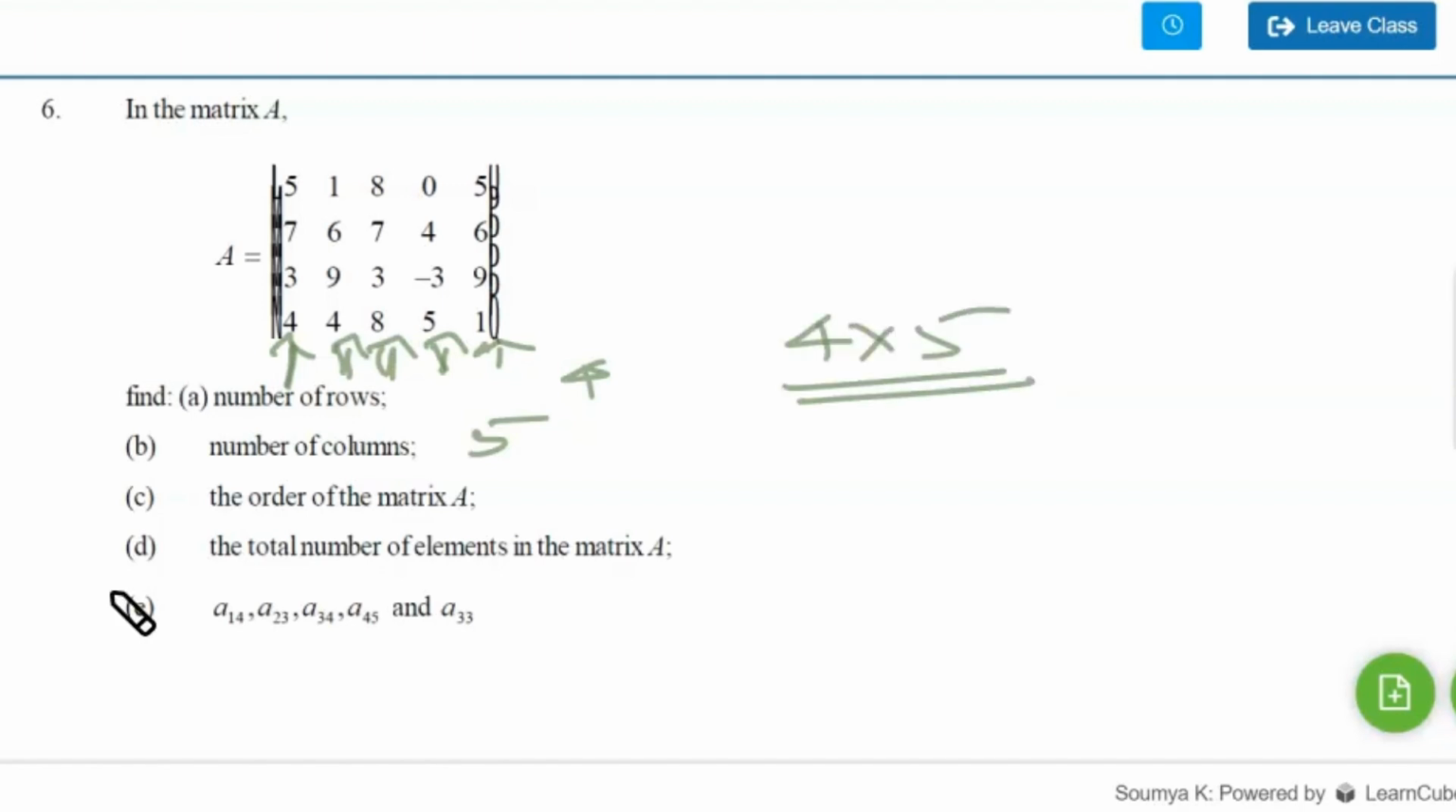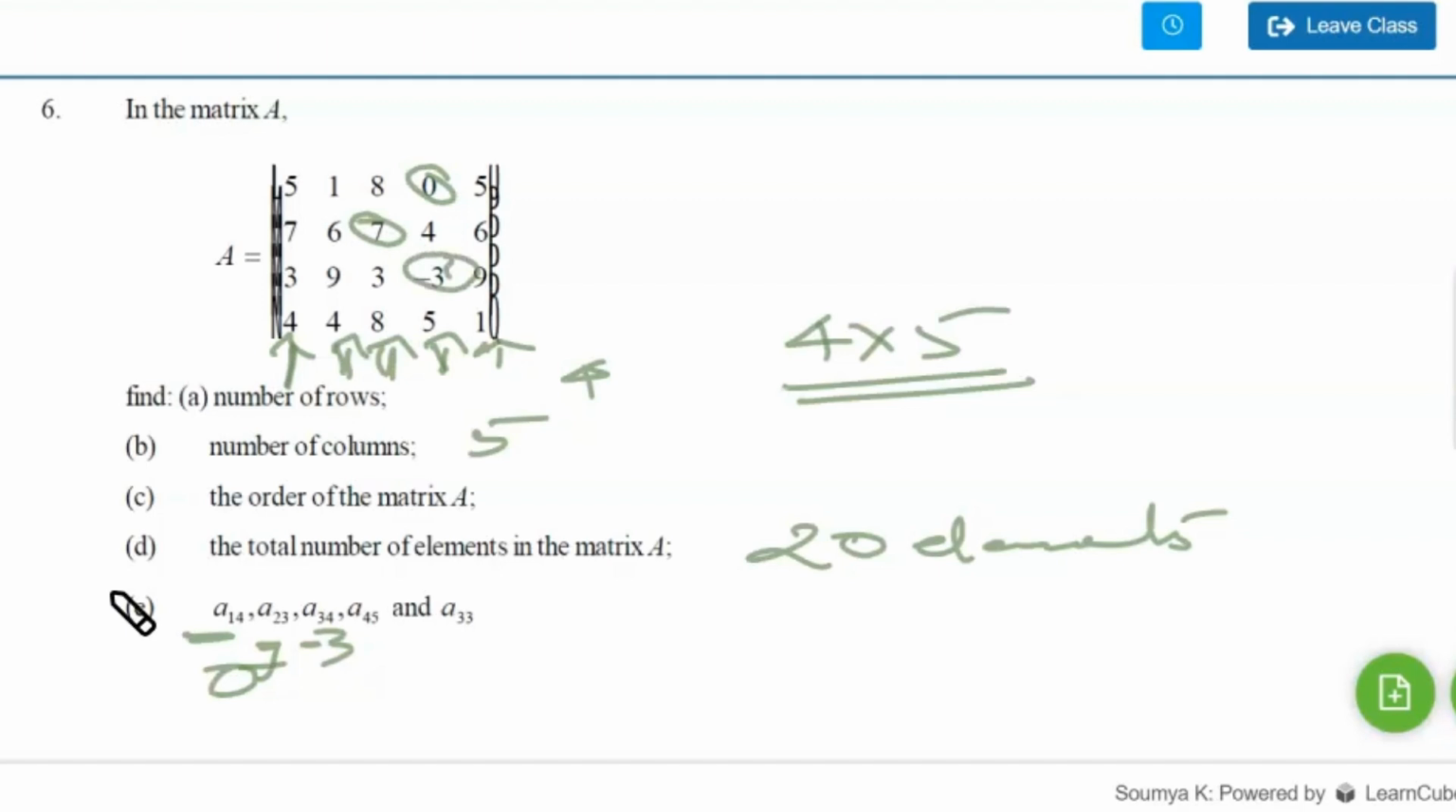Next one is the total number of elements in matrix A. So the total number of elements will be 4 5s are 20 elements. Okay. Next one is A14. So it is the first row and fourth column. So the first row is this one, and the fourth column is 0. A23: second row and third column. So it is 7. A34 means third row and fourth column, that is -3.